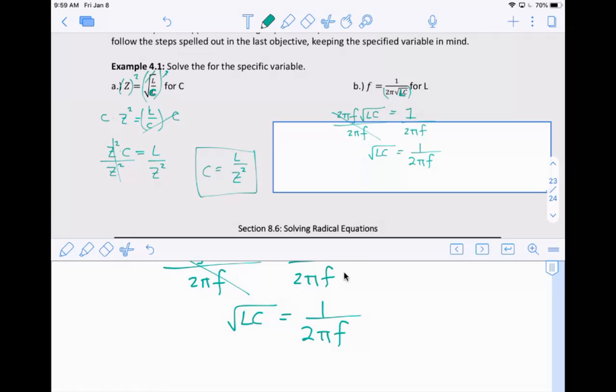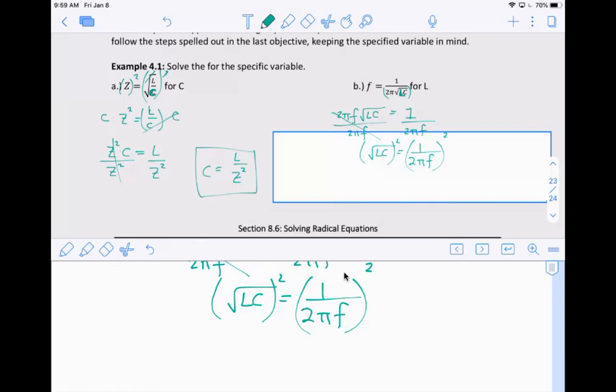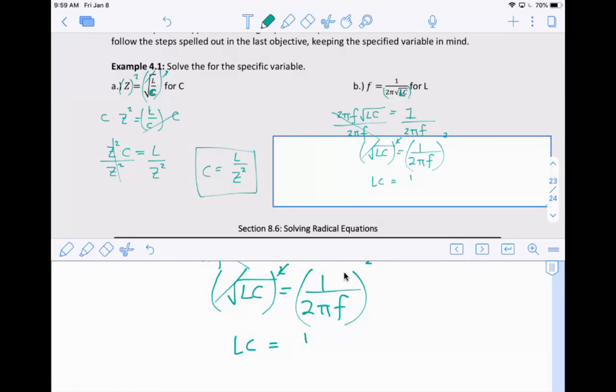All right, focusing on the L now. How do I get rid of that root? Let's go ahead and square both sides. No different moves here. I'm not suddenly pulling out a trig function, right? Nothing has changed. I'm still using the rules of solving. We end up with LC is equal to, let's actually go ahead and square everything here, 1 over 4 pi squared f squared, just so it's a little prettier.